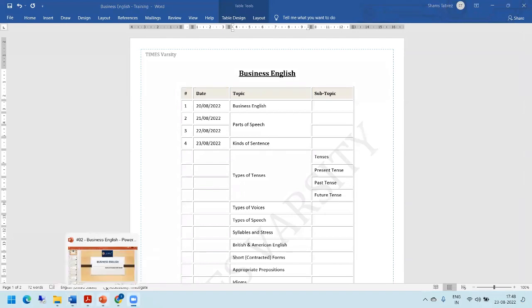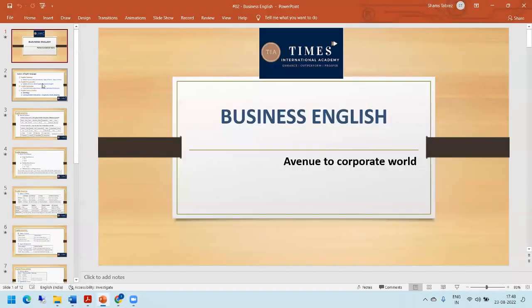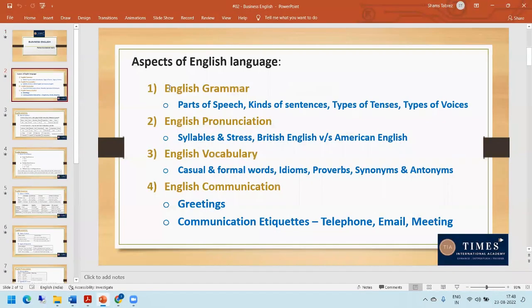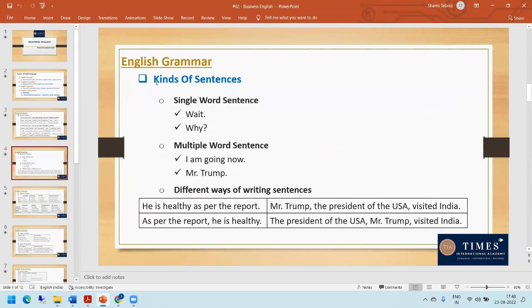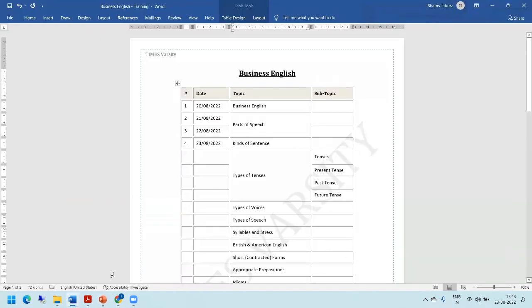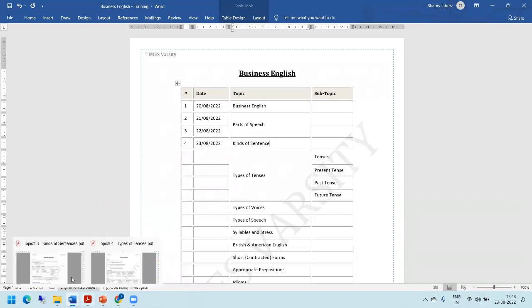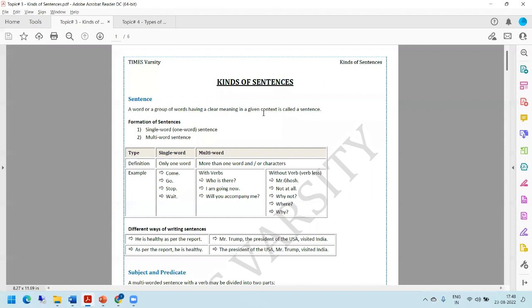In our business English, in our last session, we started English grammar as part 1, and in this English grammar, we discussed in detail different parts of speech like noun, verb, adjective, pronoun, then interjection and so on. From today, we will be starting with discussing in detail about kinds of sentences. So let's start with kinds of sentences.